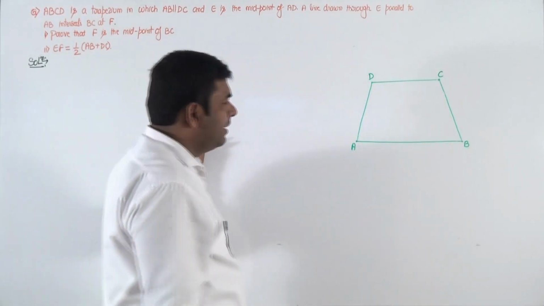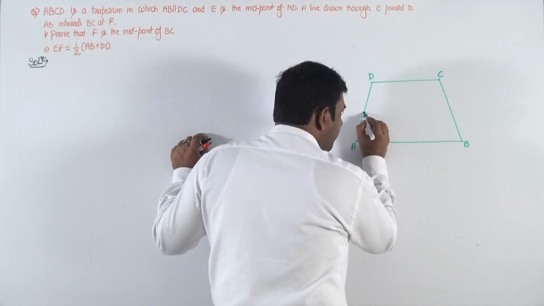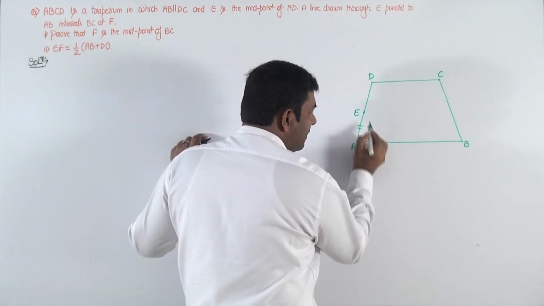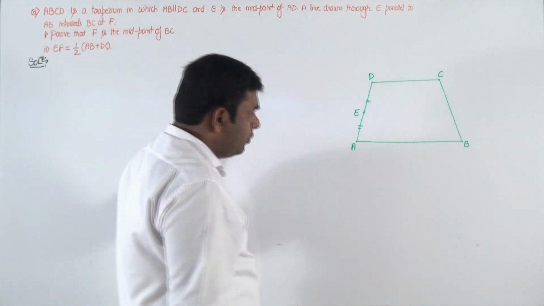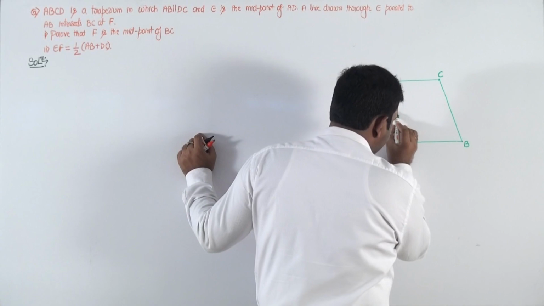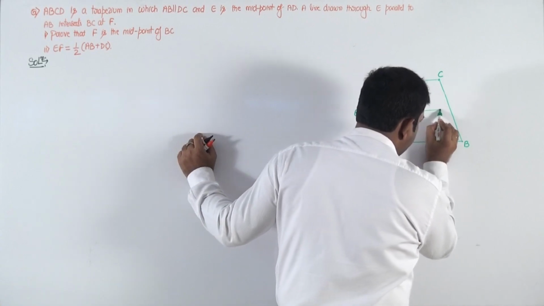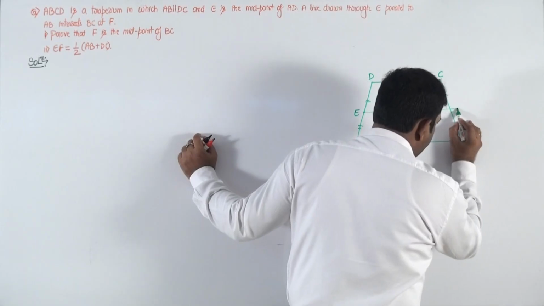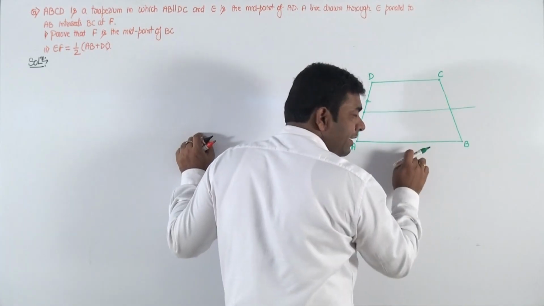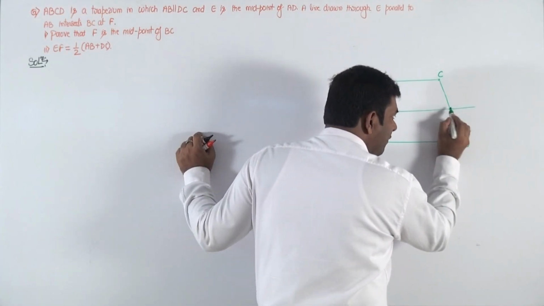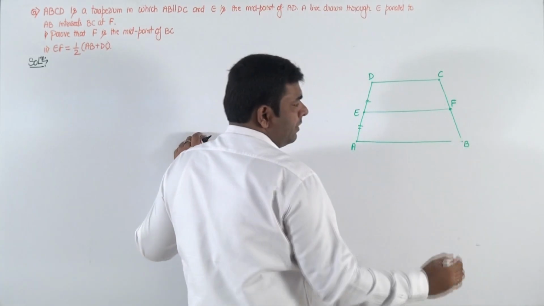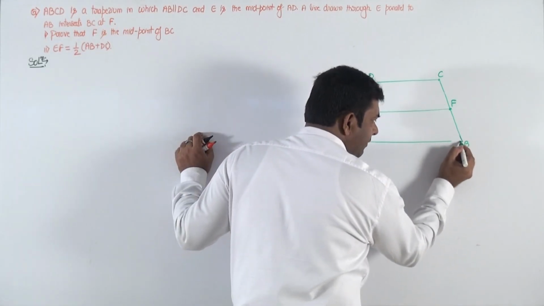AB DC के पैरेलल में है. E is the midpoint of AD. AD का midpoint है ये. Through point E, we have drawn a line parallel to AB, like this. ऐसा एक लाइन हमने ड्रॉ किया है. Through this point E, we have drawn a line parallel to AB, which meets BC at point F.